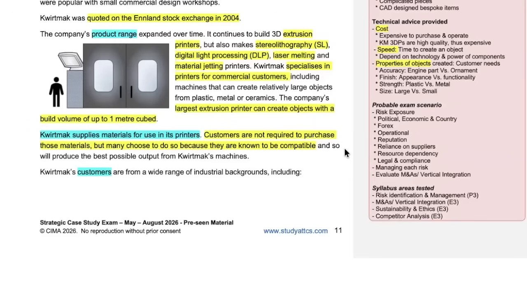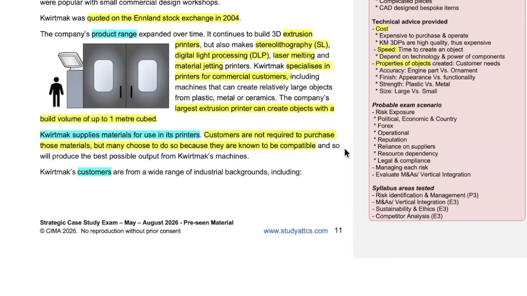And also, we are exposed to legal and compliance risk when operating within a global market. When selling to a global clientele, we have to make sure that we always adhere to the local legislation.